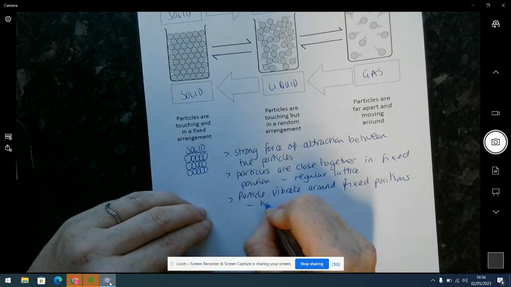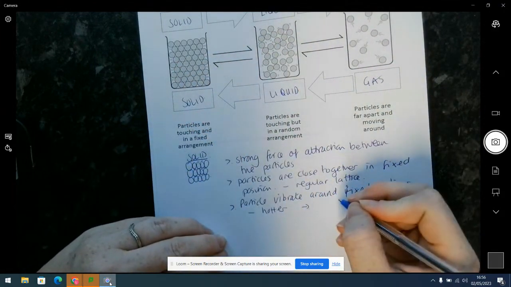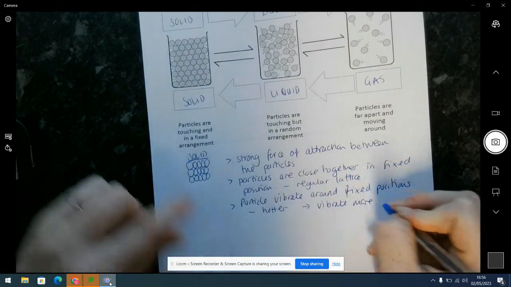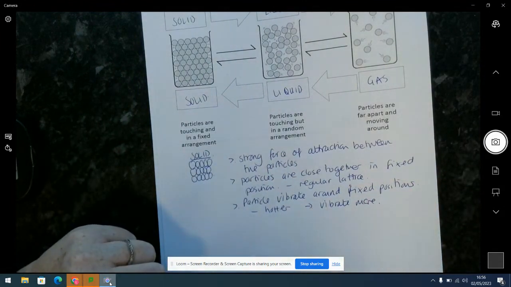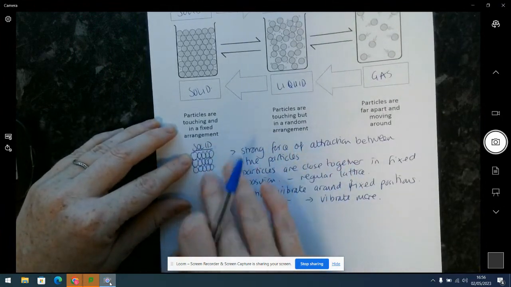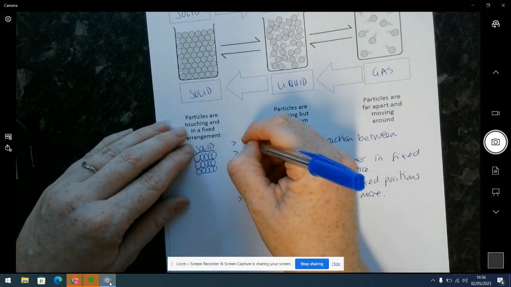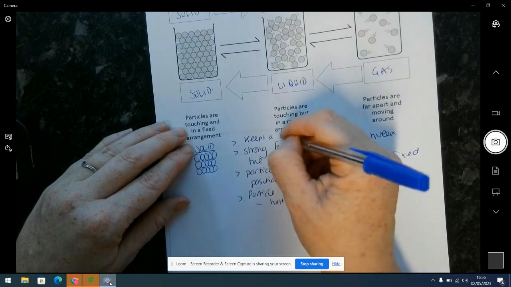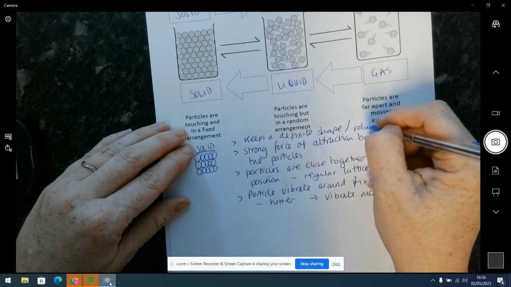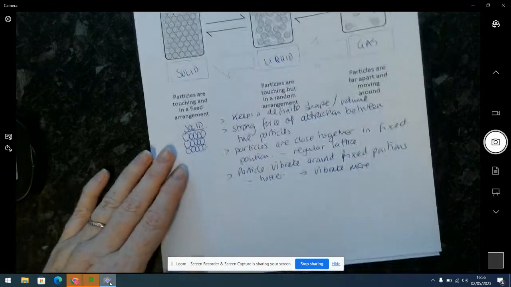And as you make them hotter, which you will be if you are, for example, melting them into a liquid, these will vibrate more because we're providing the particles with more energy, which is getting into physics territory. So you need to be able to describe the particle model of a solid. Oh, there's one more thing actually. We need to remember that it keeps a definite shape and volume.